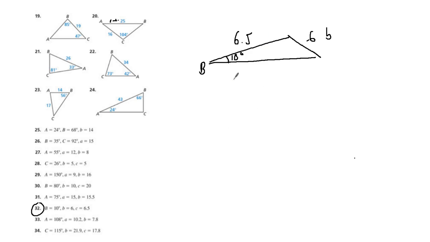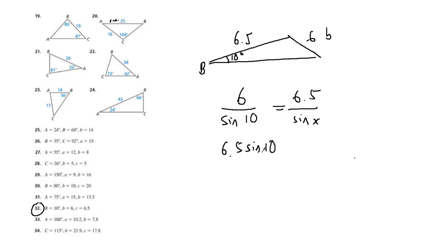So let's try to solve it. It probably doesn't look like this, but whatever. We have 6 over sine 10 is equal to 6.5 over sine x. So in order to get our sine x, we can just flip this. We have to do 6.5 times the sine 10 over the 6. That'll get us our sine x. I can take the sine inverse of this to get x. So I'm going to do 6.5 times sine 10 degrees, divide by 6, and then you take the sine inverse of that.